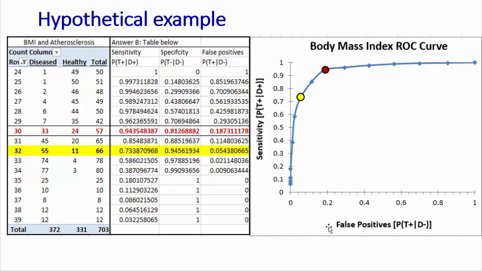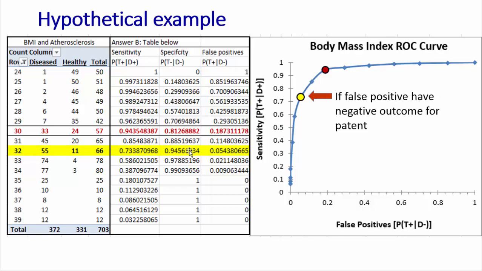On the x-axis is your false positive rate. Remember, that's the complement of specificity. And on the y-axis, we have sensitivity. Each one of these data points corresponds to one of these lines right across here. And we could see that we could get this curve right here. And we now want to choose what's the appropriate level to be our cutoff for our diagnostic test.